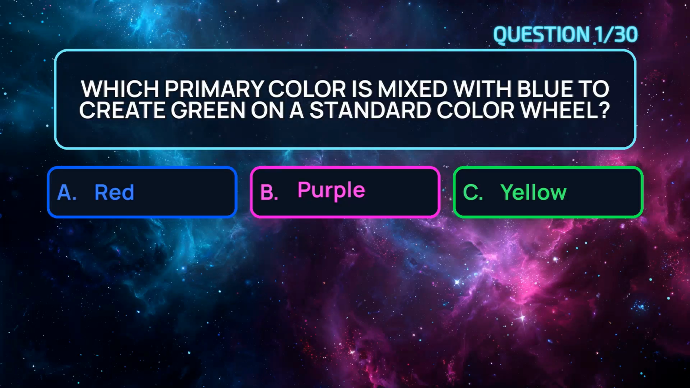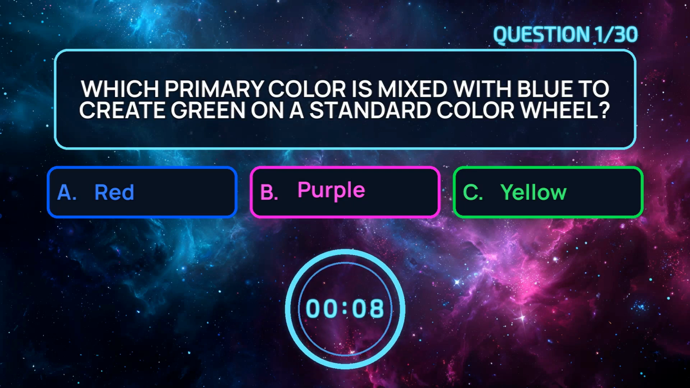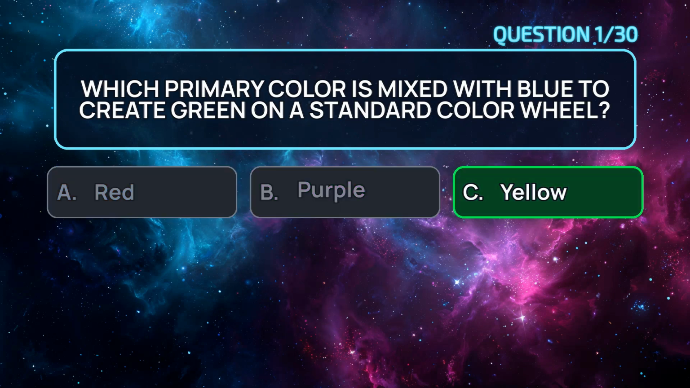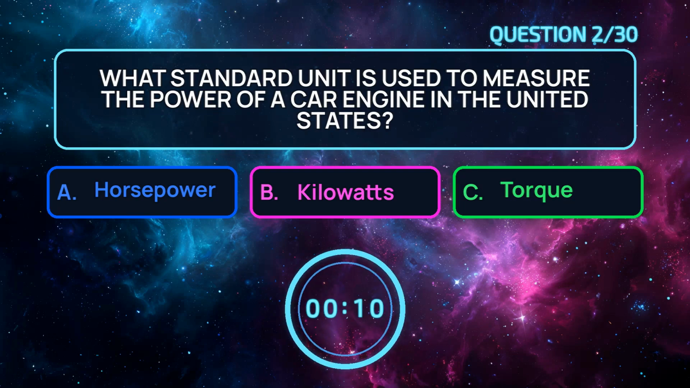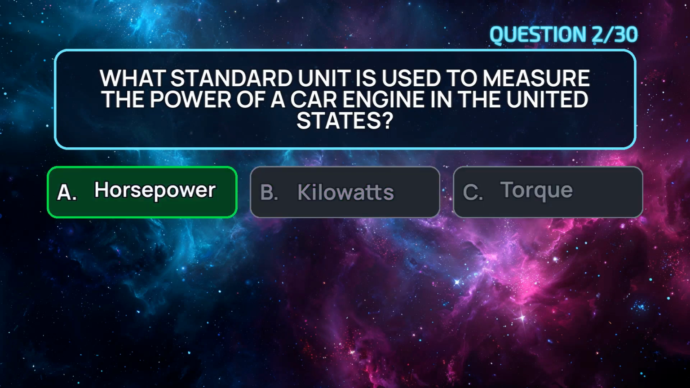Let's go. Which primary color is mixed with blue to create green on a standard color wheel? Correct answer. Yellow. What standard unit is used to measure the power of a car engine in the United States? Correct answer. Horsepower.